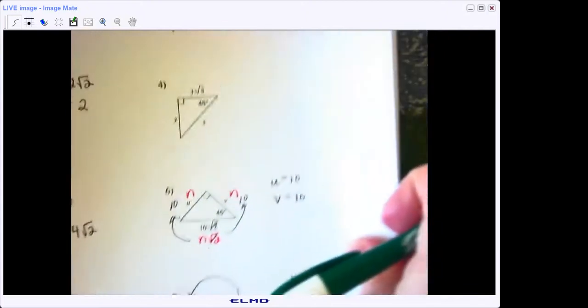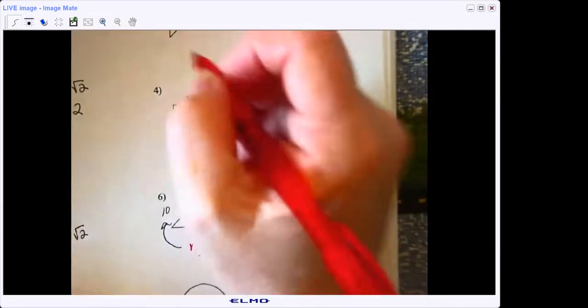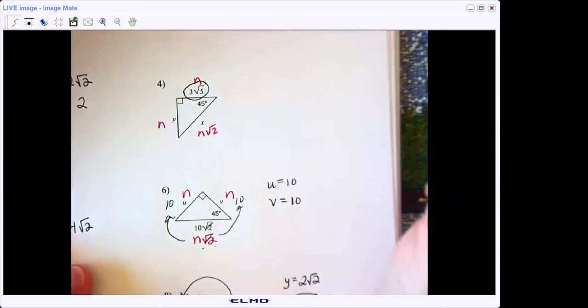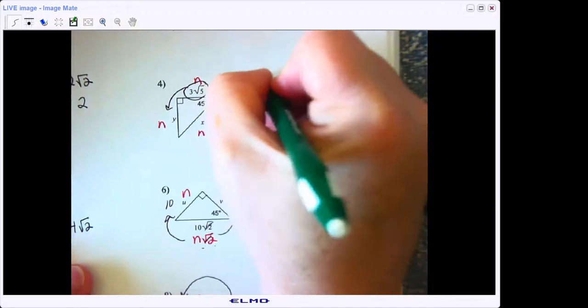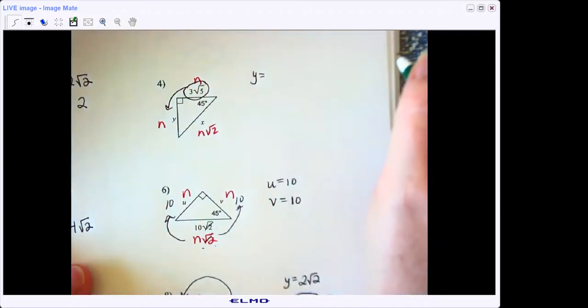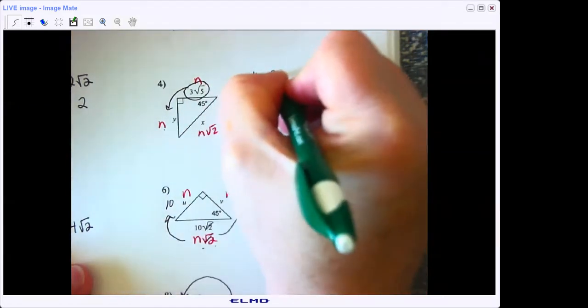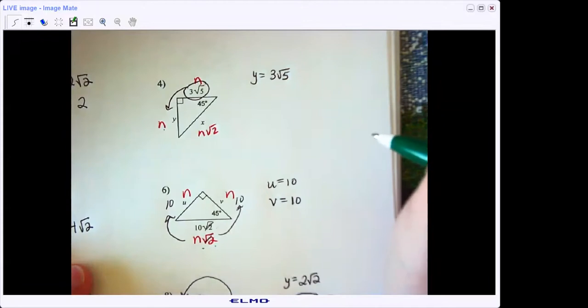Okay. So number 4, labeling. We have n, and n root 2. Again, our n is a radical. So we know that this whole thing is going to go for both sides. So what's y? 3 over 5, 3 out of 5. Sorry, I was looking at it wrong. That's okay. 3 root 5, perfect.